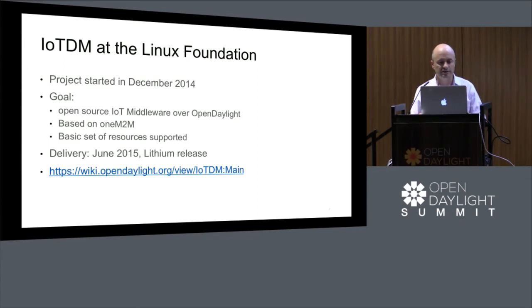So the project IoTDM was started in December 2014, and the goal was to have an open standard on top of an open platform. We started by supporting a basic set of features, and this is good enough for you to deploy IoT applications. We don't intend to support everything in the oneM2M spec, which is gigantic. The first phase of the project was delivered in the Lithium release, and here you have a pointer to our project page.